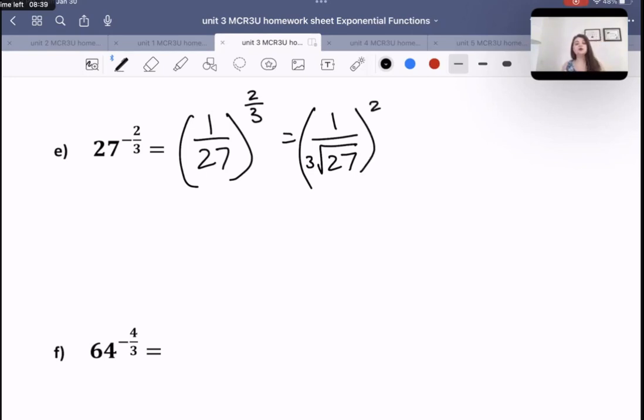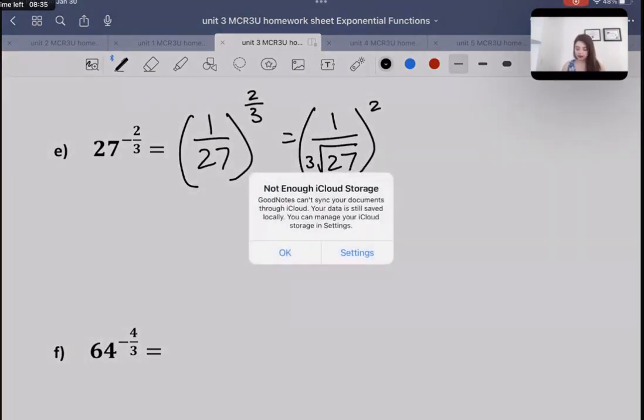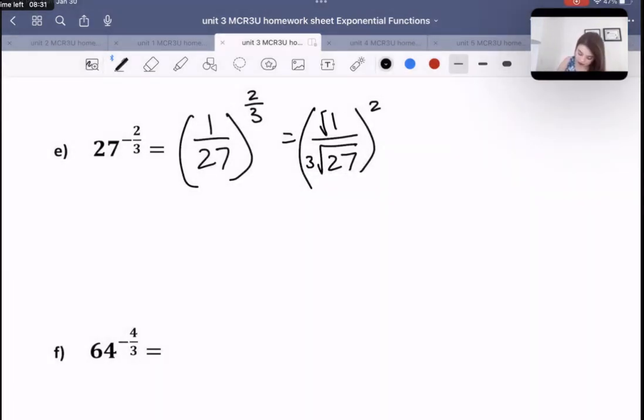Now, technically, we would need to take the cube root of 1 as well. However, since that's just 1, I ignored that fact. Actually, I should write it in, just to show that, yes, we do need to take that root to both the numerator and the denominator. We can't just do it with 1. That said, we're just going to get 1 on the top anyway, so it actually doesn't matter in this case. And then we're going to get on the bottom 3, right? 3 times 3 times 3 gives us 27. So now we have 1/3 squared, which is 1 over 9, and that's our answer.